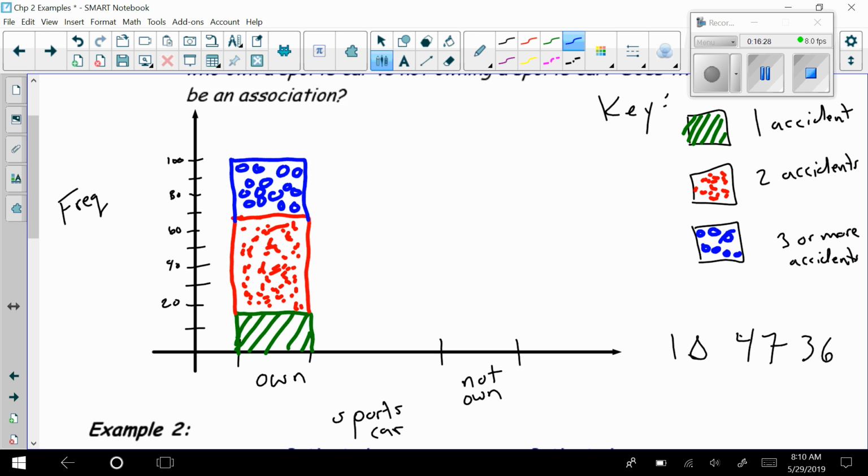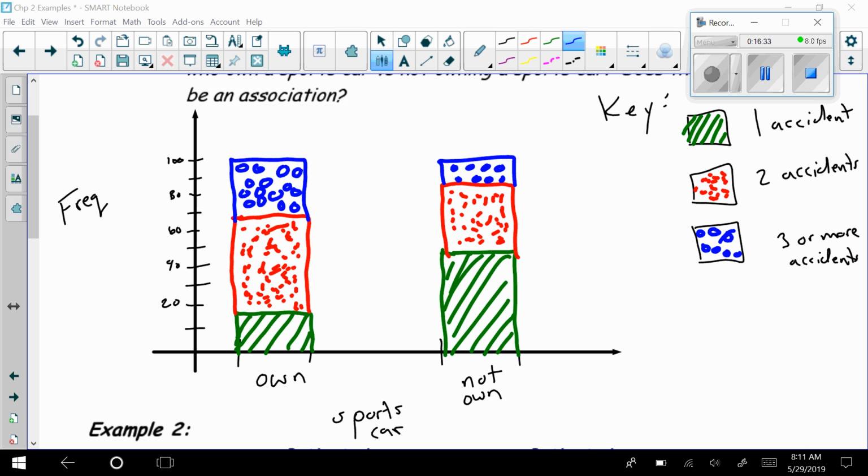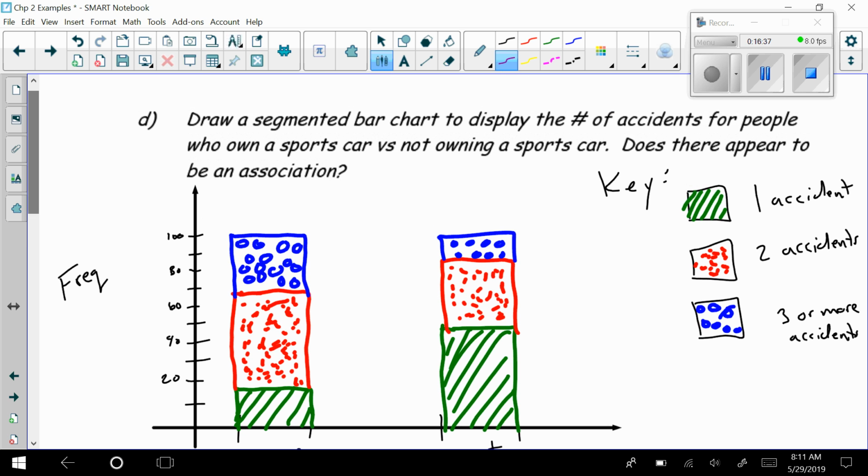Okay, next time you come back, I am going to have my not own one drawn as well. So you can see that I have mine drawn. Yours should look something similar. Yours probably looks better than mine. Okay, and we now have our segmented bar chart.